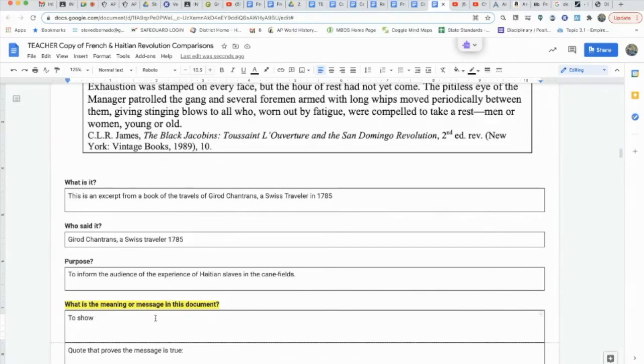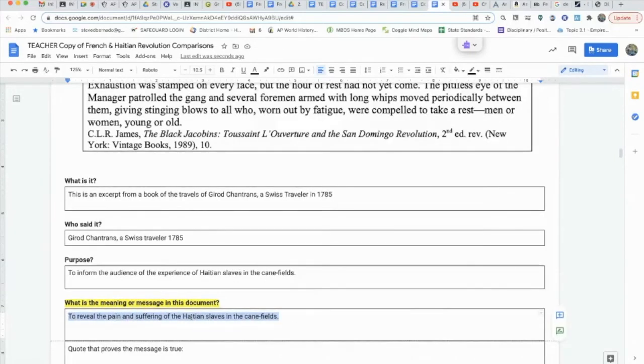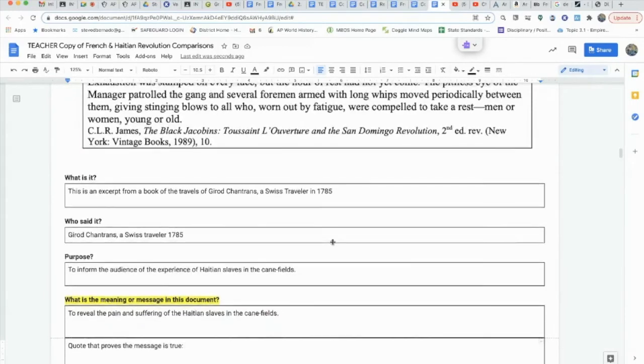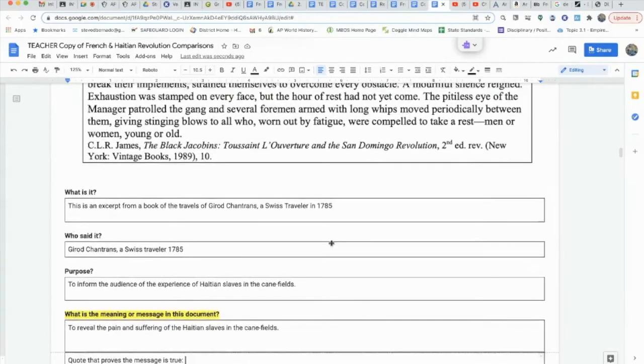What is the meaning or message in this document? I think it's to reveal the pain and suffering of the Haitian slaves. Right? To reveal the pain and suffering of the Haitian slaves in the cane fields. And then, well, what's the quote that proves the message is true? Well, unfortunately, you can't copy and paste it because it's a screenshot, but we're going to find a nice quote here.